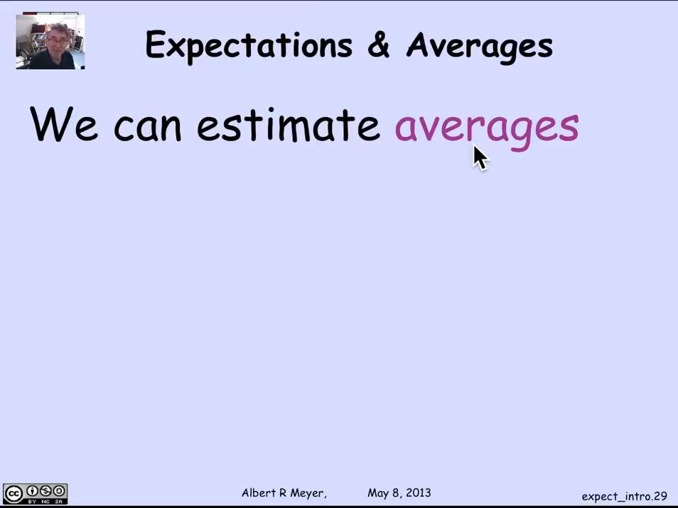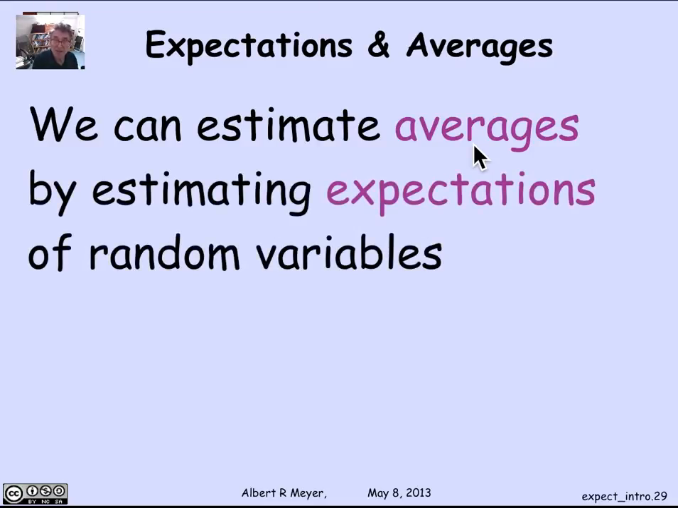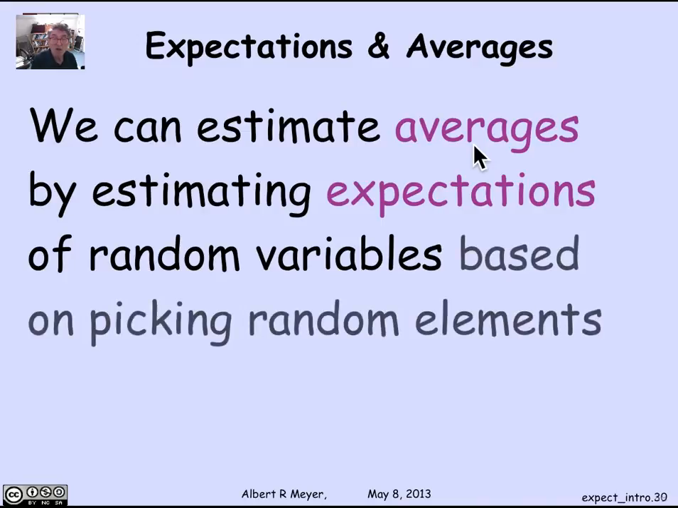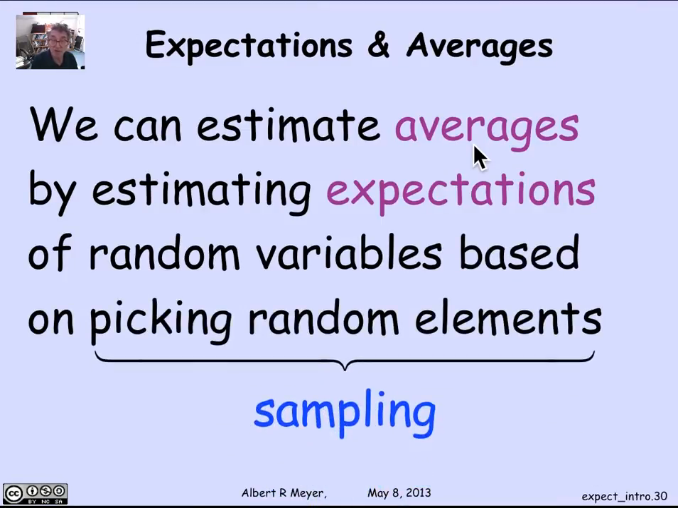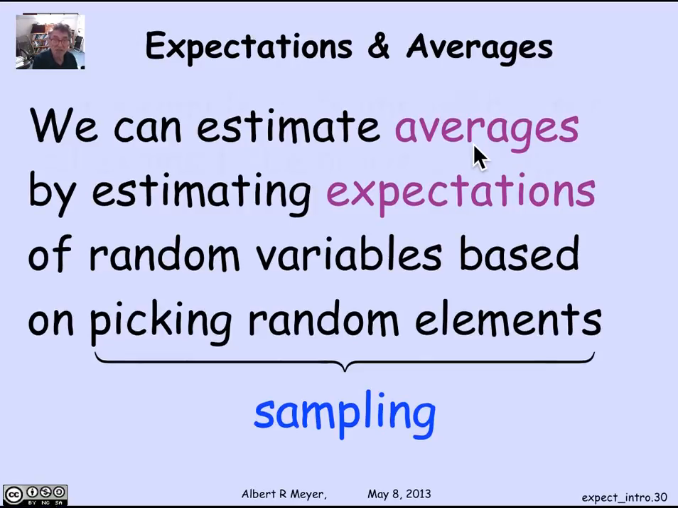So that's a general process. We can estimate averages in some population of things by estimating the expectations of random variables based on picking random elements from the thing that we're averaging over. That's called sampling. And it's a basic idea of probability theory, that we're going to be able to get hold of averages by abstracting the calculation of an average into defining a random variable and calculating its expectation. Let's look at an example.